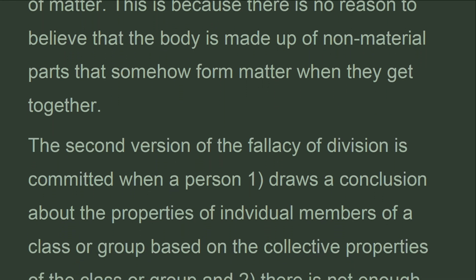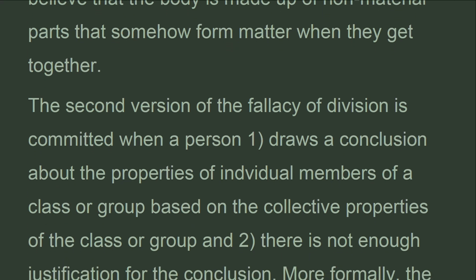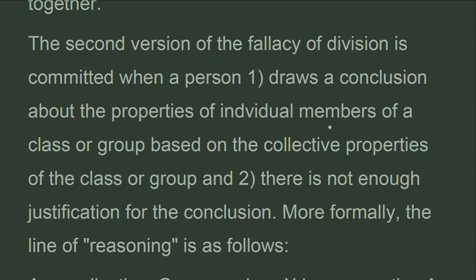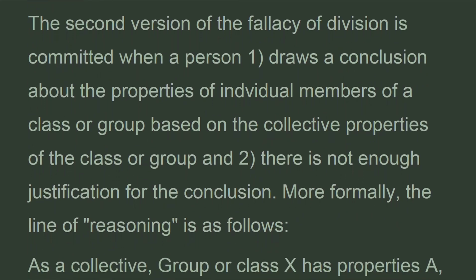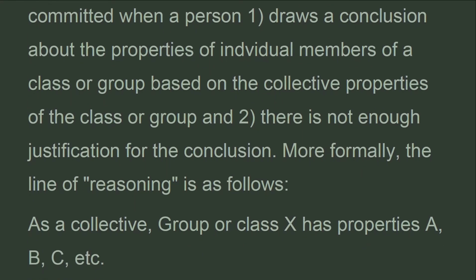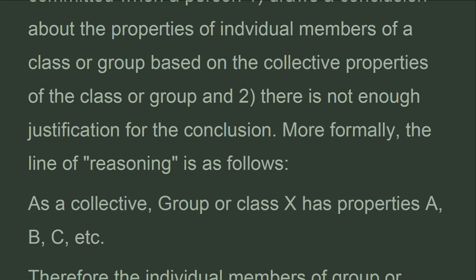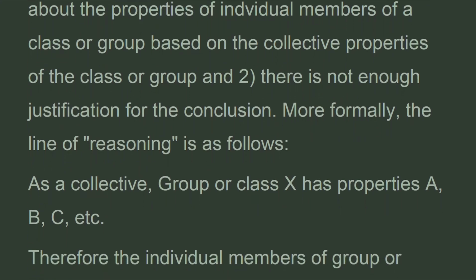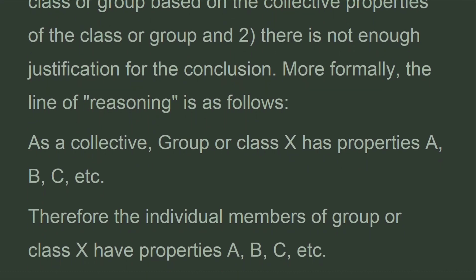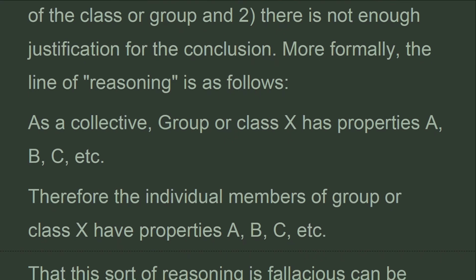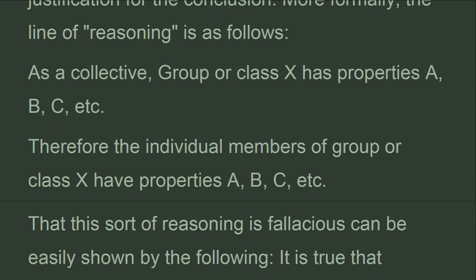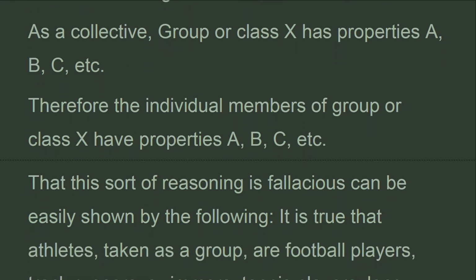The second version of the fallacy of division is committed when a person 1. Draws a conclusion about the properties of individual members of a class or group based on the collective properties of the class or group, and 2. There is not enough justification for the conclusion. More formally, the line of reasoning is as follows. As a collective, group or class X has properties A, B, C, etc. Therefore the individual members of group or class X have properties A, B, C, etc.